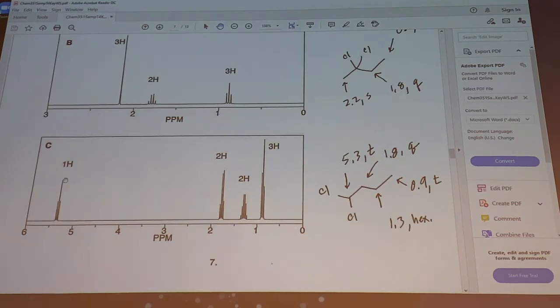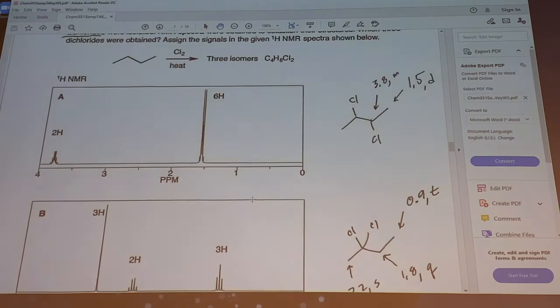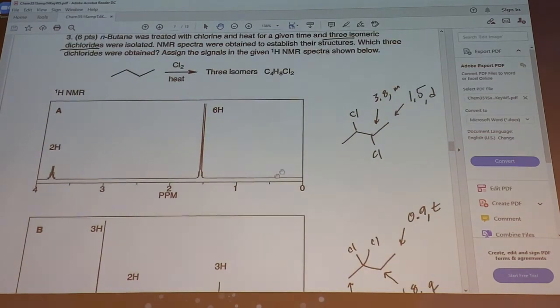Well, there are 2 neighbors, so yes, it shows up as a triplet. Okay, and then the fragments here for the propyl piece, I think you can figure out. So for that one, use your scratch paper and draw out the isomeric dichlorides. You have to read carefully. We're asking about dichlorides here.